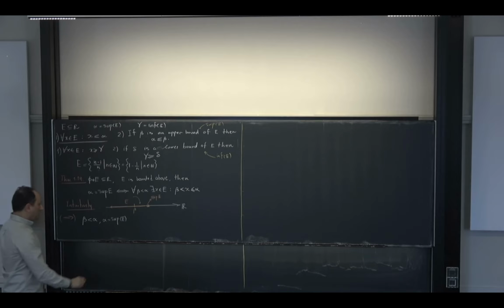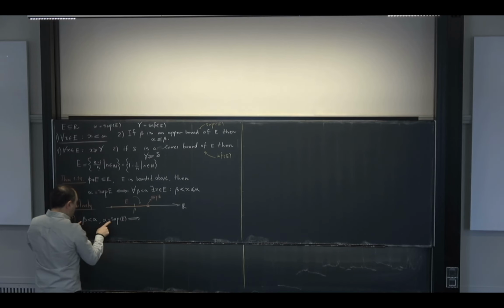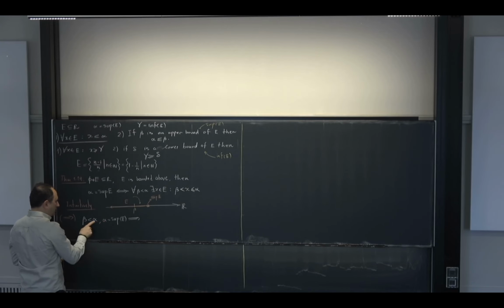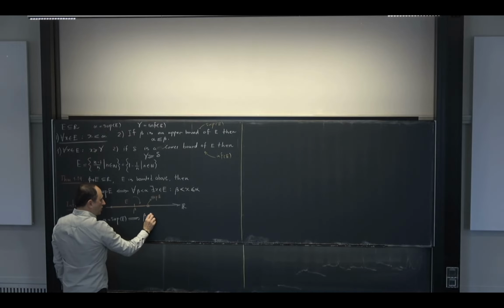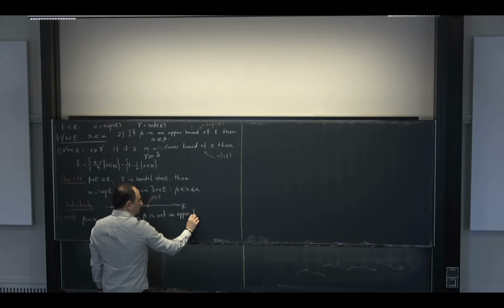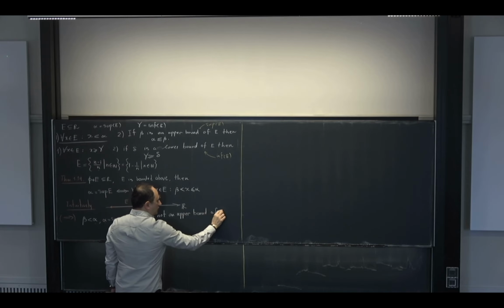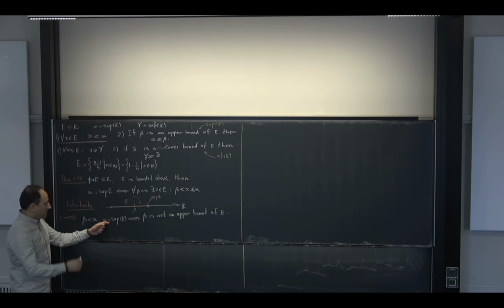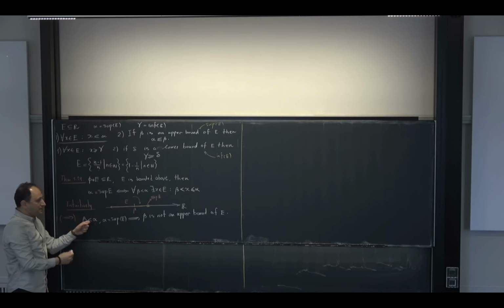Okay, so can you tell me, the combination of these two statements tells something about beta. In other words, can beta be an upper bound? No, why? Because alpha is the smallest upper bound, and beta is strictly less than alpha. So by these two, I can see that beta is not an upper bound of E. Do you agree? Alpha is the smallest upper bound, beta is less than alpha, so beta cannot be an upper bound.